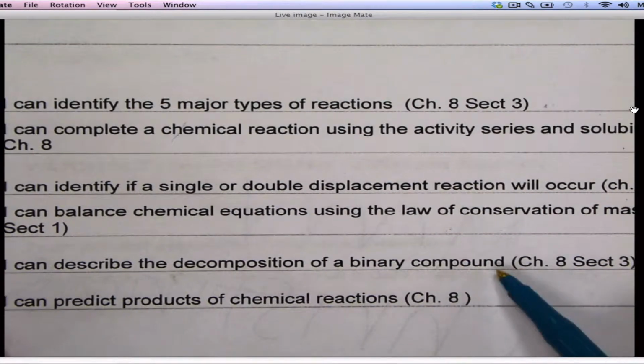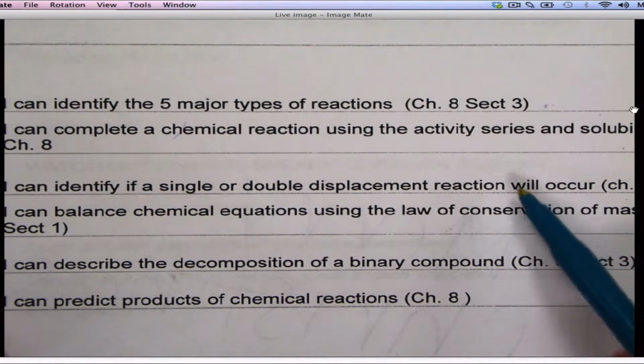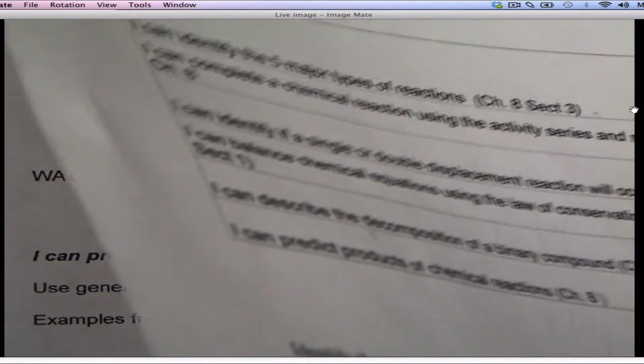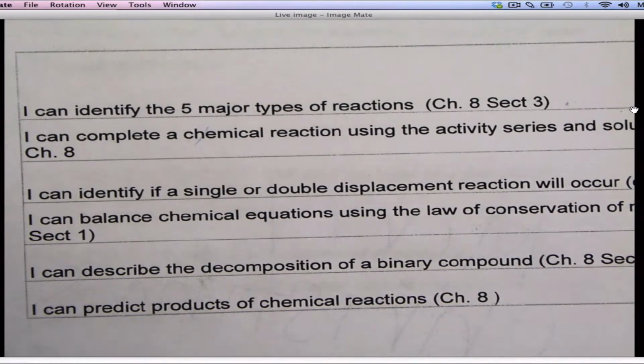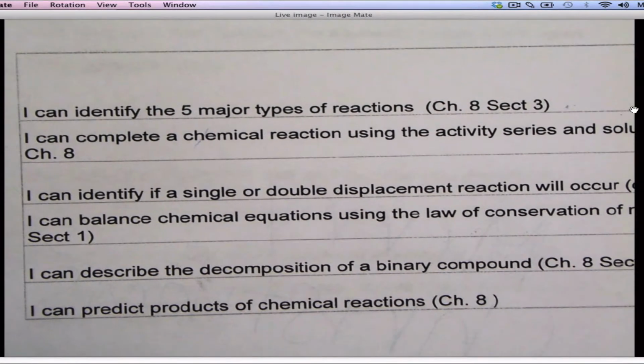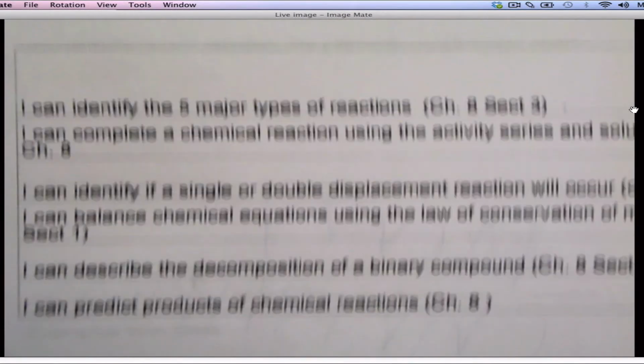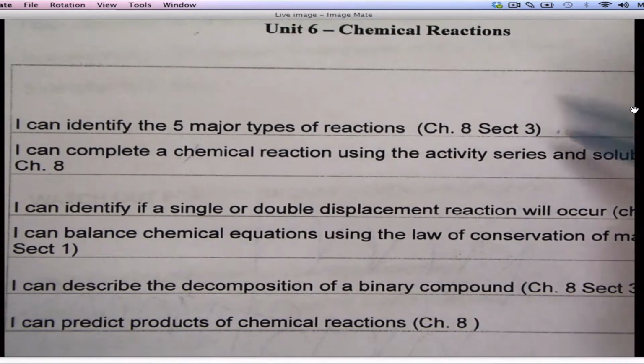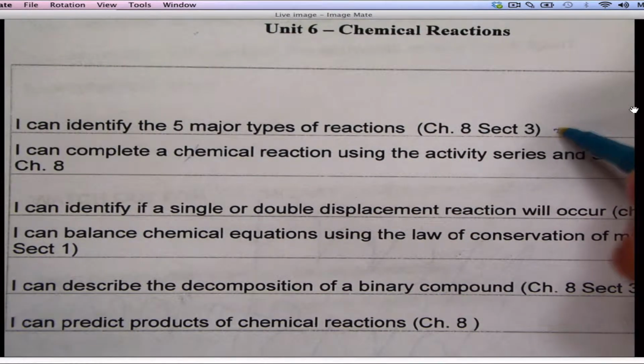How can I describe the decomposition of a binary compound and identify a single or double reaction will occur and predict products. So basically identifying and trying to figure out what the reaction is going to do, by knowing what type it is. So you got to know what type it is. So if you don't know this objective, make sure you go back and look at some videos for that.